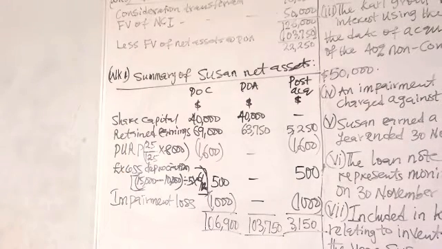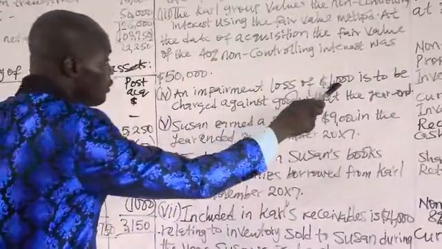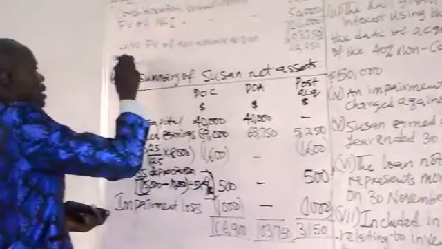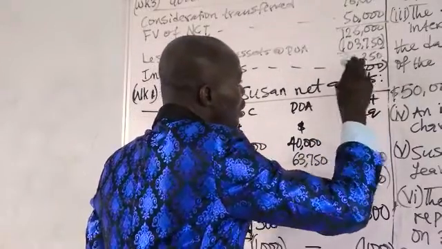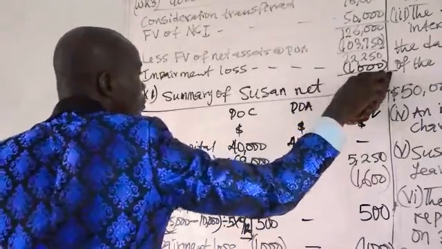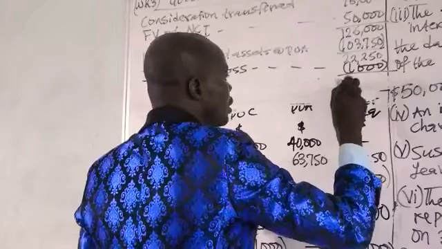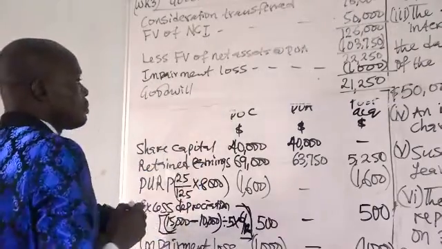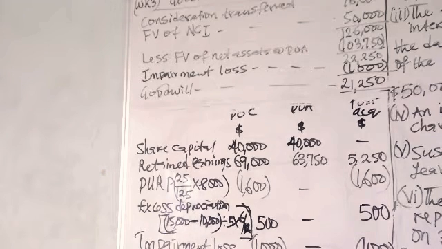From that, you deduct your impairment loss. Note 4: an impairment loss of 1,000 is to be charged against goodwill. So we have impairment loss, and that is 1,000. If you deduct the 1,000, the goodwill that will be consolidated will be 21,250. That is the consolidated goodwill, the amount of goodwill that will appear in the consolidated statement of financial position.